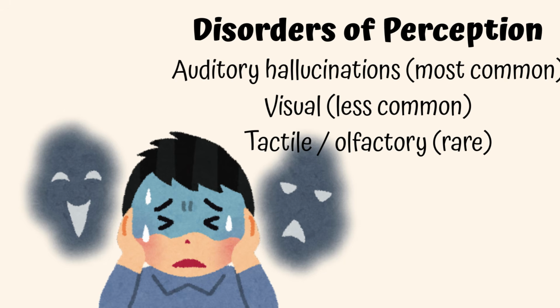The most common type in schizophrenia is auditory hallucination. For example, you hear a voice saying you're worthless, go kill yourself. And other types are visual, seeing things that are not there; tactile, feeling like insects crawling on the skin; and olfactory, smelling unusual odors.